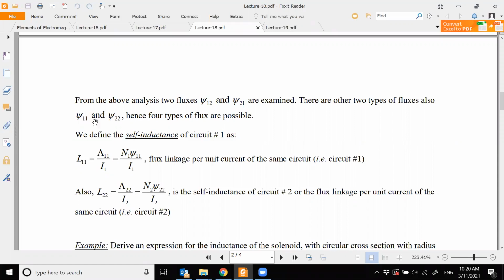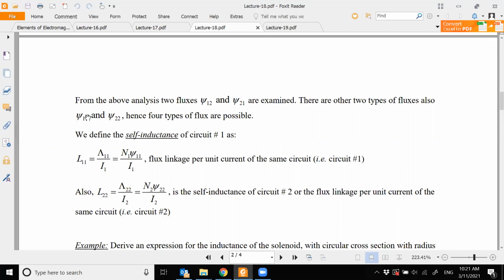The effect in 1 due to 1, the self-inductance. Yes, so see, the same analogy that we used here. This is psi, the flux in the first loop due to the current passing in the second loop. This is psi in the second loop due to the current passing in the first loop. Here, psi 11 is the flux in the first loop due to the current passing in the first loop itself.